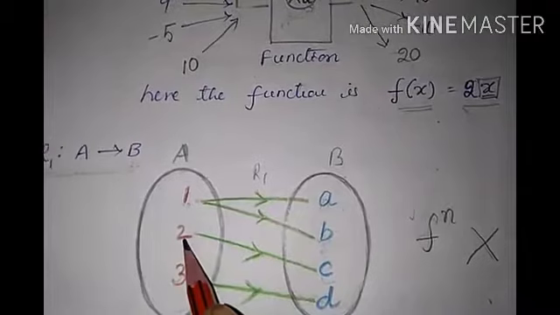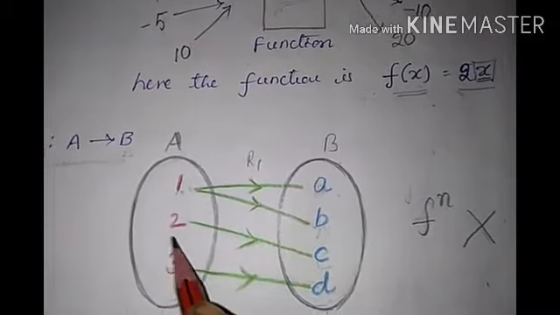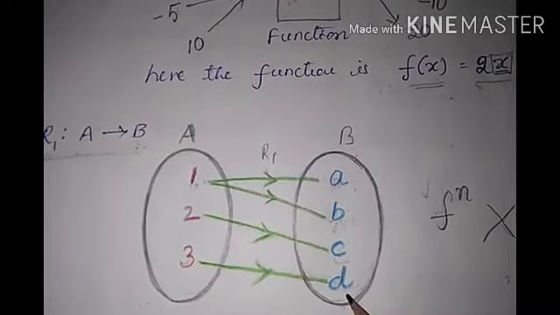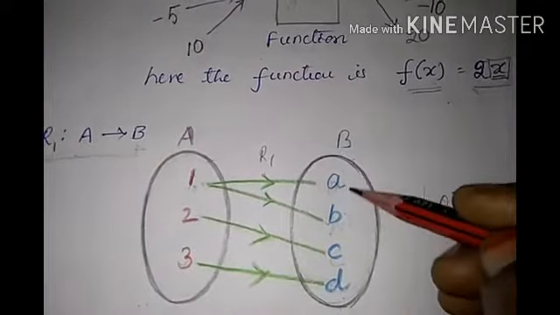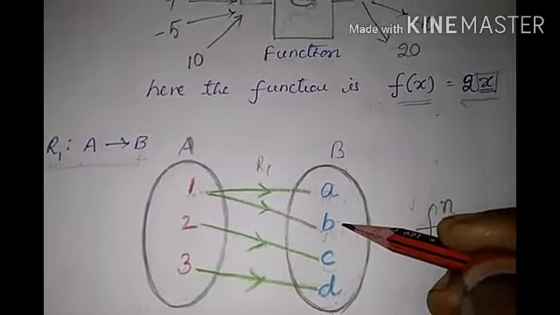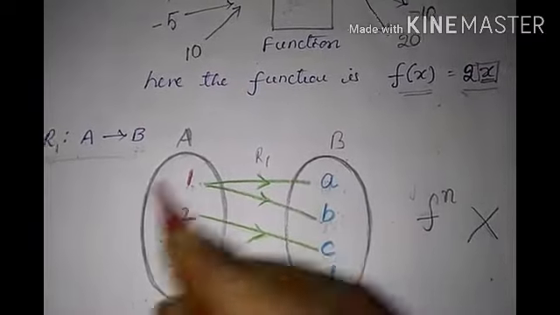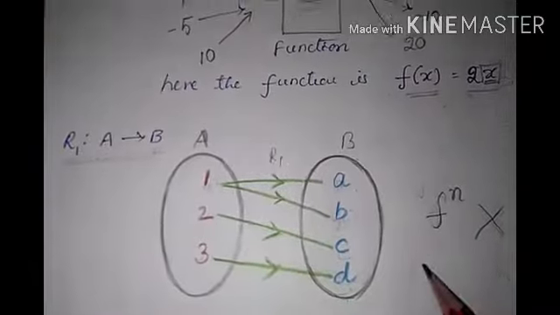For 2 as input, I am getting C as output. For 3, I am getting D as output. But in the case of 1, I am getting 2 outputs. Is it not possible? So the relation from A to B is not a function. Let us check some more relations.